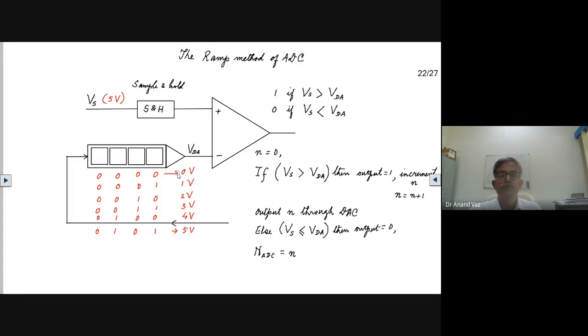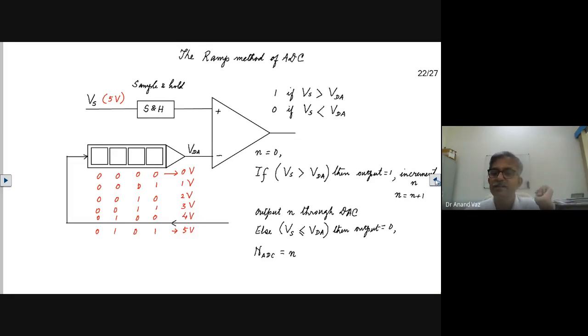So you can see that you're going from 0, incrementing until you are equal to or about equal to this signal. Okay. So this method is called the ramp method of analog to digital conversion.